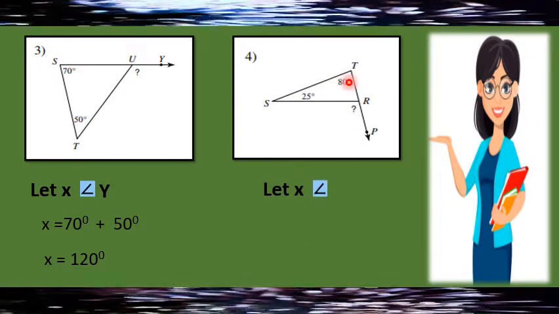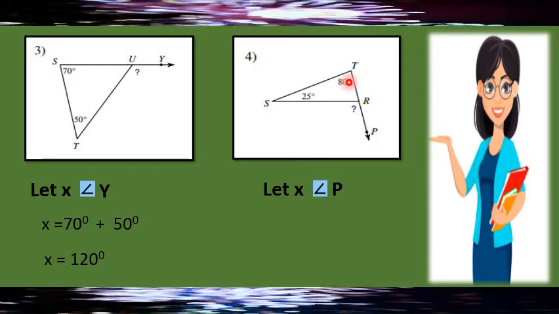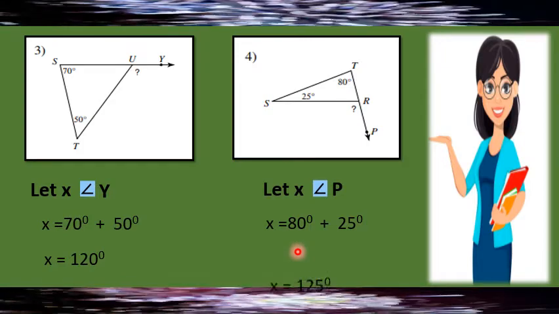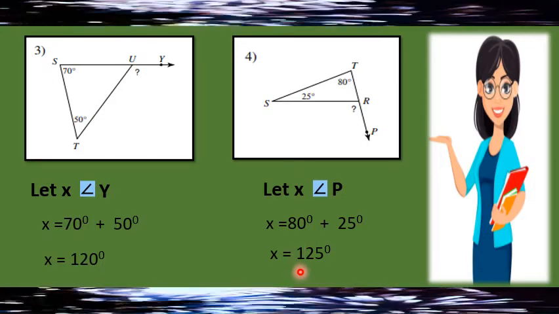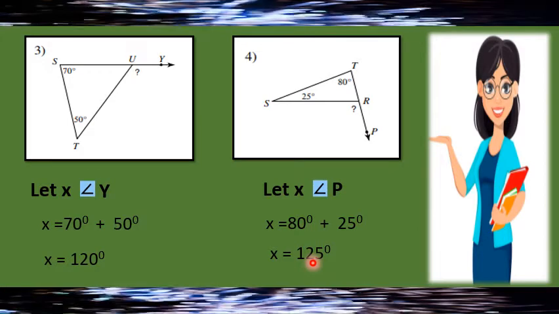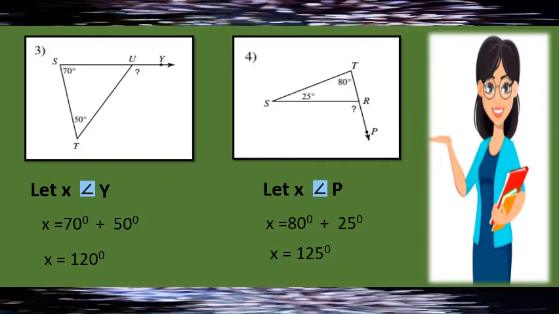So let x equal angle P. x equals 80 degrees plus 25 degrees. So x equals 125 degrees. So that is angle P, or the exterior angle.